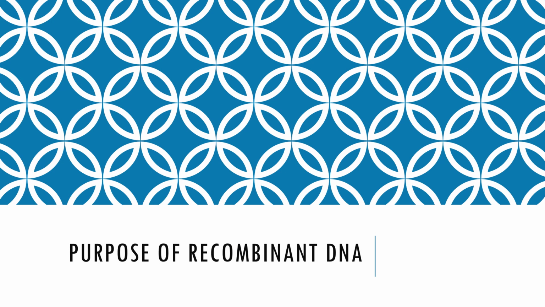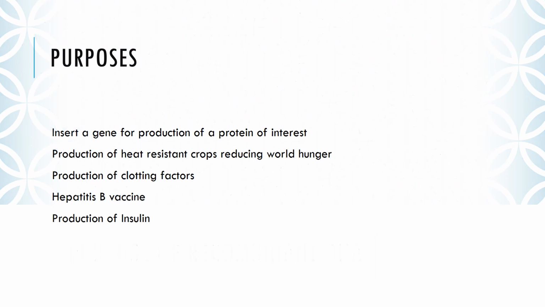So now that we know what recombinant DNA is, we are going to look at its purposes. Recombinant DNA is used to insert a gene for production of a protein of interest. The production of heat and drought-resistant crops can alleviate world hunger around the world. Production of clotting factors can treat bleeding disorders such as haemophilia, which causes bleeding into the joints and can be life-threatening. Hepatitis B vaccines are made with the help of yeast cells.